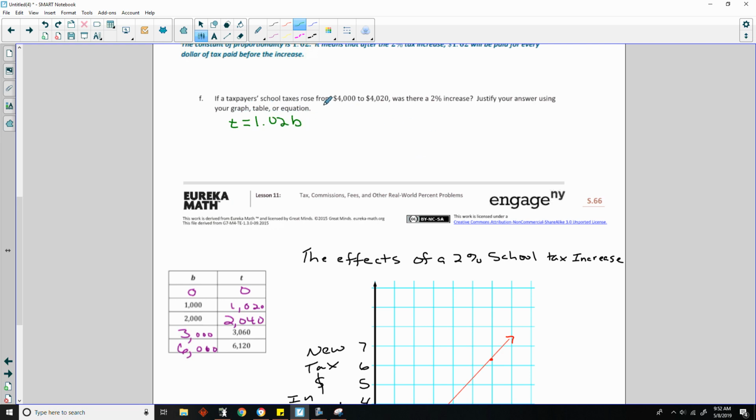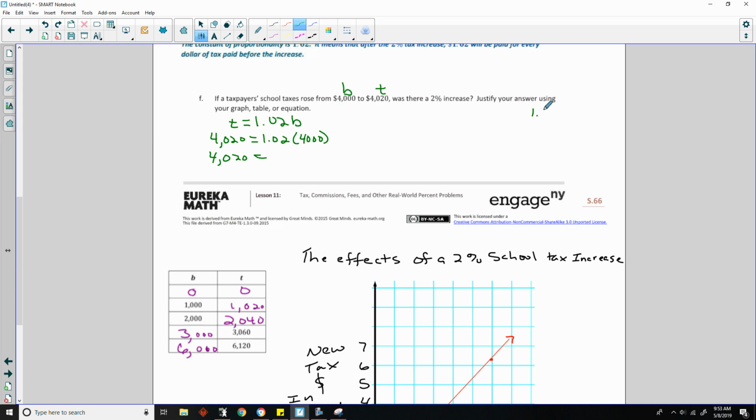So the tax rose from 4,000 to 4,020. Was that a 2% increase? So what I would put is 4,000 is my B, and 4,020 is my T. Tax after and tax before. So I'd write 4,020 here equals 1.02 times my B, which is 4,000. Okay, so 4,020 equals, I want to check to see if this is true. So then I do the calculation, and I multiply 1.02 times 4,000.